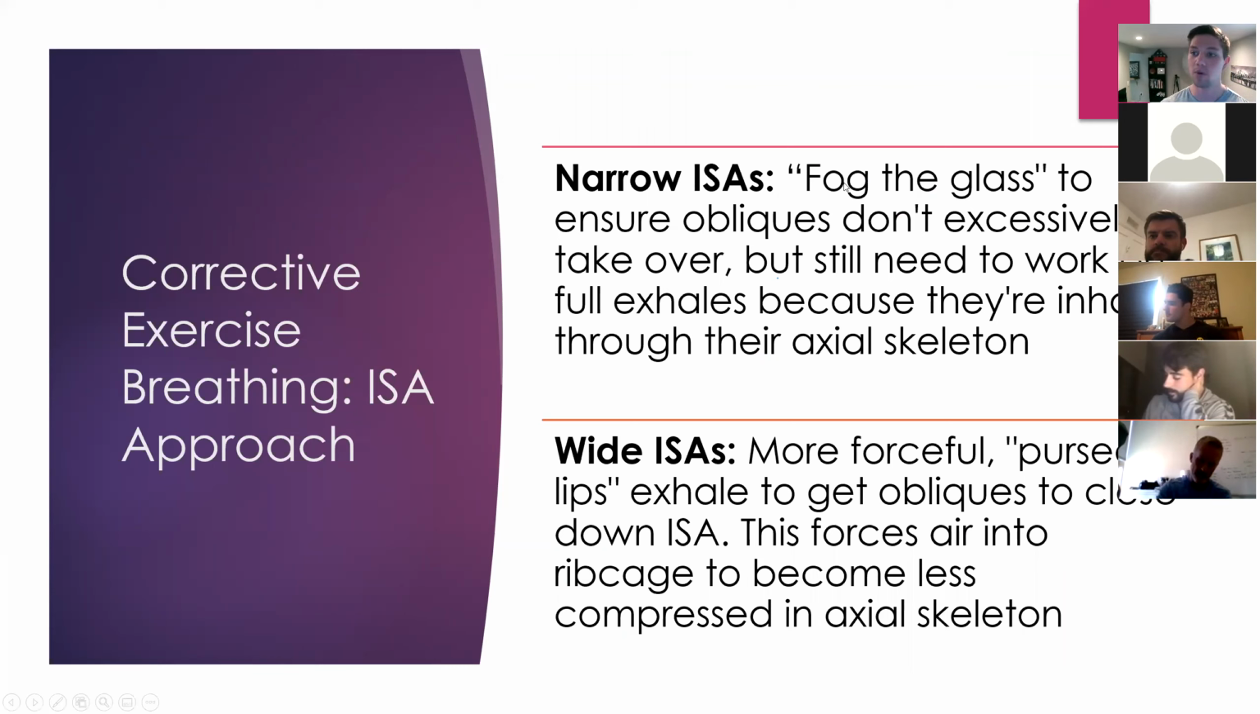So when we have a narrow ISA, I want them to fog the glass to ensure their obliques don't excessively take over. It's okay if they get a little bit of abs, it's not the end of the world, but if they're really feeling heavy compression within their obliques, that's probably not going to be the best thing for them. We want them to open their mouth, big open sigh, as they exhale. Wide ISAs are more forceful. I like to say blow out your birthday candles. But both cases of these people need to get all the air out.